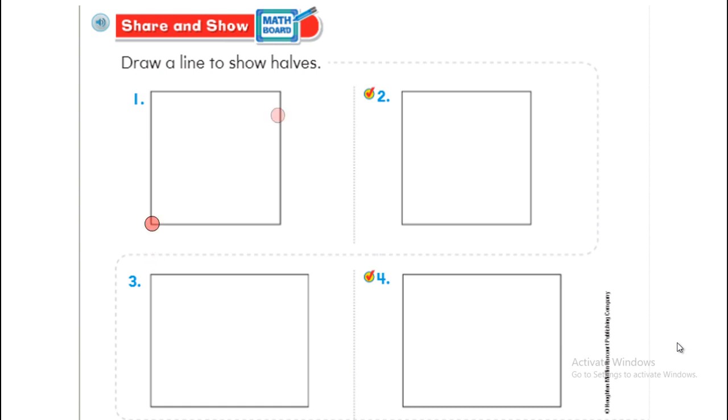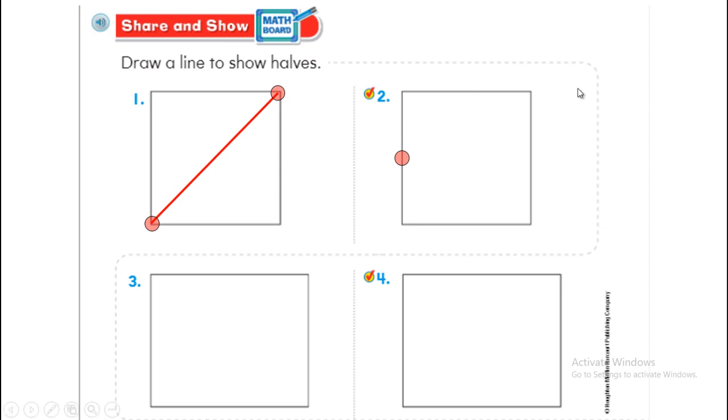Here we have two corners. When you have a line connecting two corners in the square, you can make two equal triangles. So like this, you cut it in half. Or when you go half the way on the sides, use your ruler, make sure you're going half the way, and put a dot or an X or whatever mark you want to put in the middle of the side.